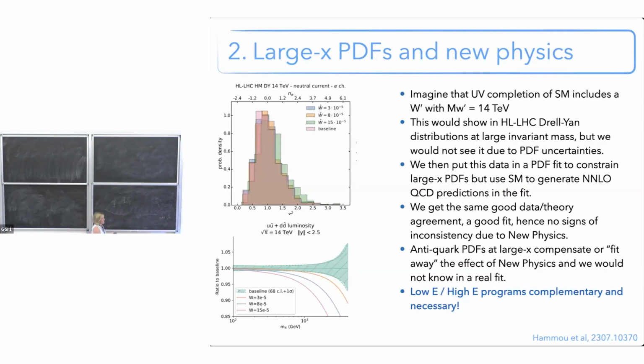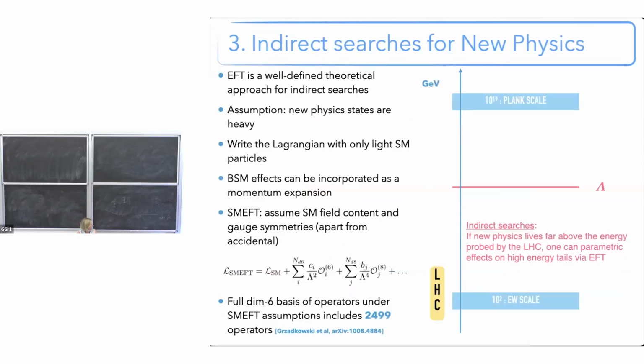But to me, it tells you that really you need to have not only a high-energy program, but a low-energy one. Otherwise, if we just try to get everything from the high-energy data, so new physics, SMEFT fits, and PDFs, we might run into these problems of fitting away signs of new physics. And I think that's interesting. Okay.